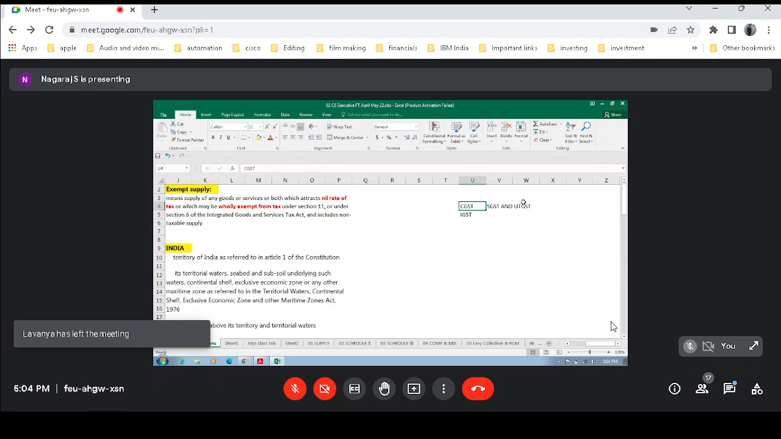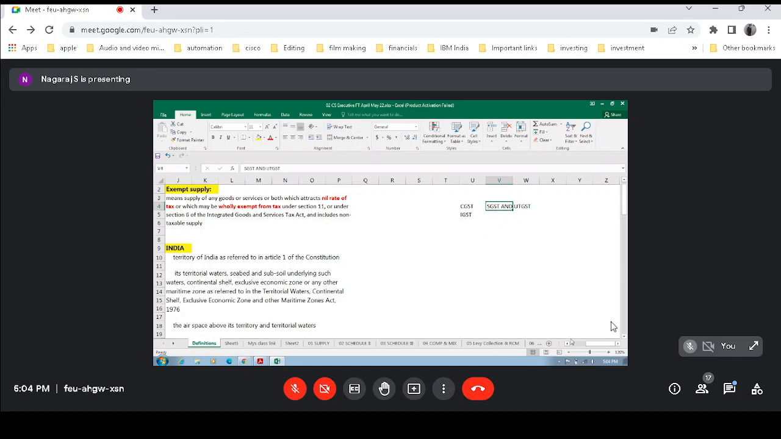Whenever you ask the question, you will be asked the question only on these two acts. You will never get the question on these two. Understood?